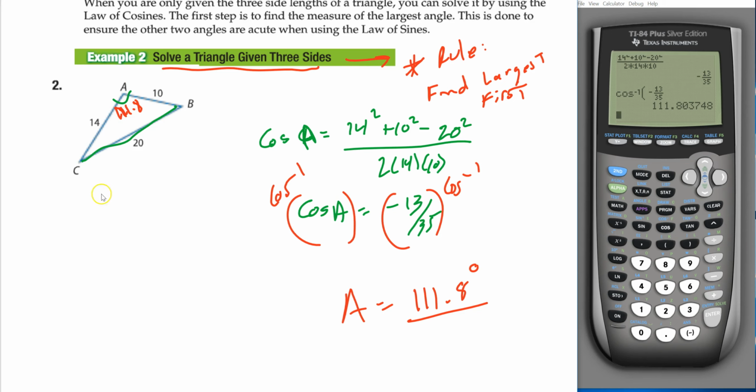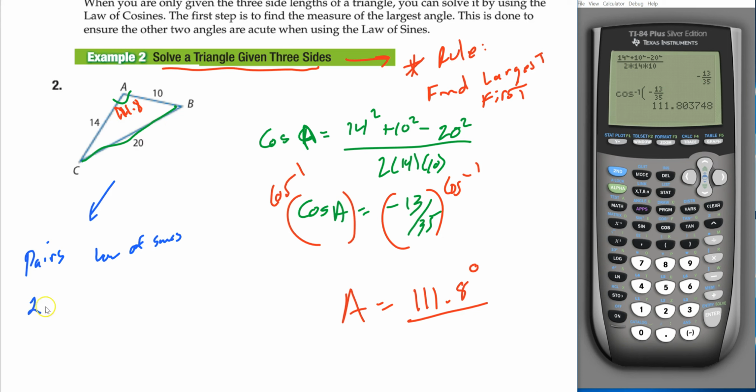Now if you want to solve the rest of the triangle, you can do law of cosines again to find one more angle, or you can just do law of sines. You do have a pair now. Again, there's no rule against doing law of cosines again. If you like it, go ahead. I'm going to do law of sines now. So I have a pair.